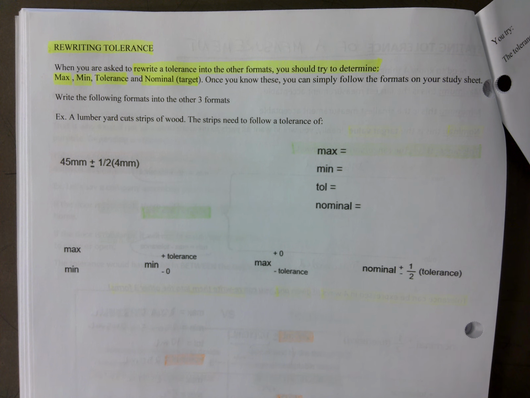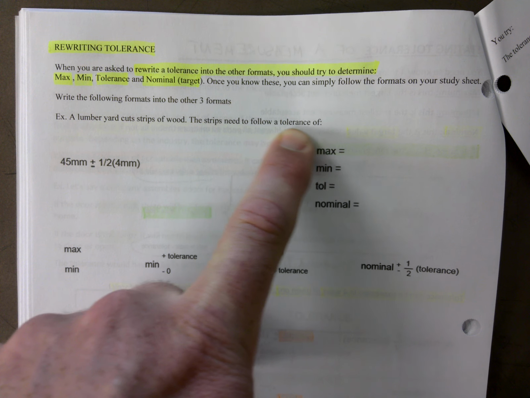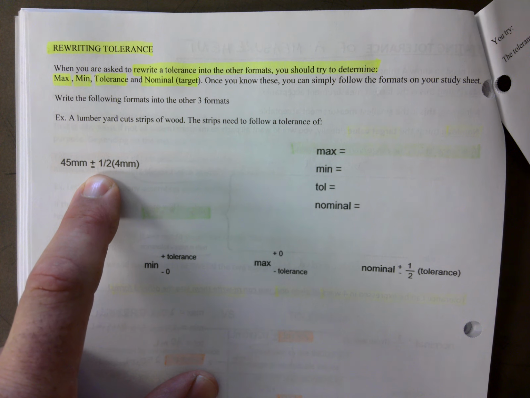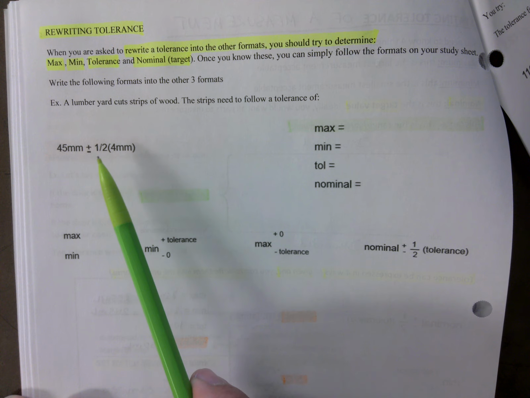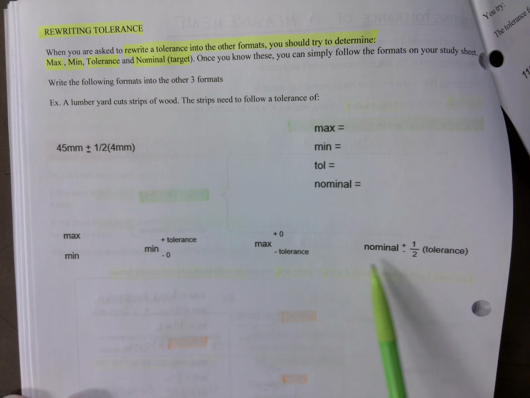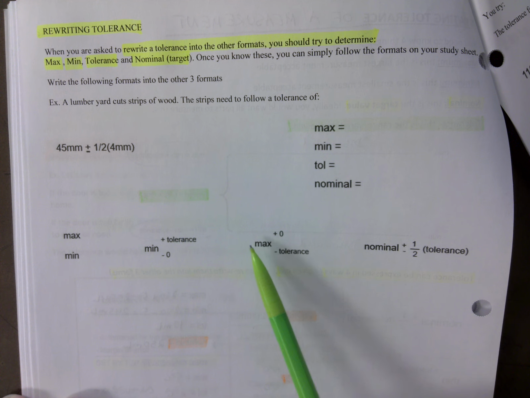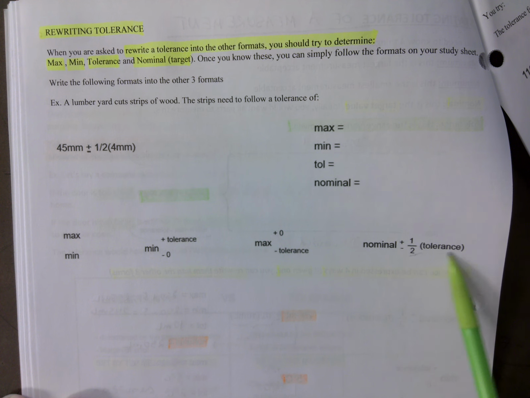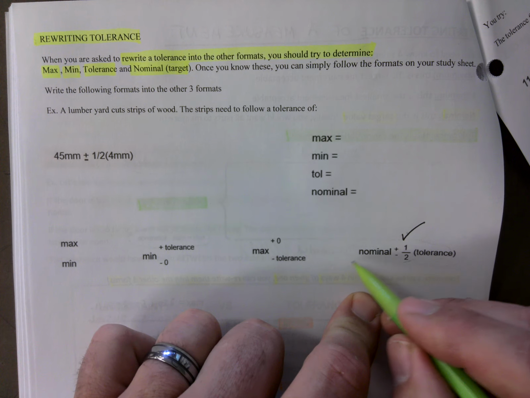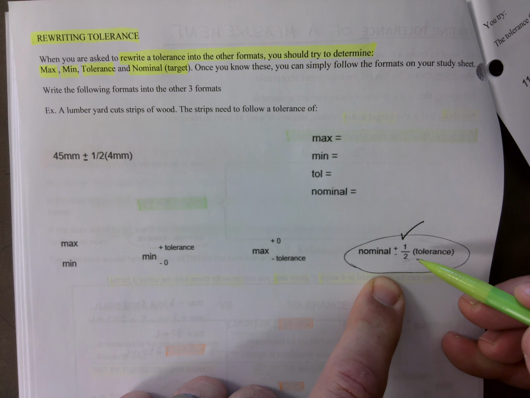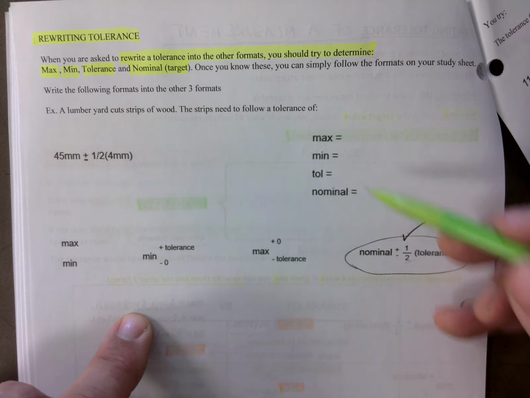It sounds kind of weird, but a lumber yard cuts strips of wood. The strips need to follow a tolerance of, boom, okay? And I'm nice right now, so out of the 4 down here, these are the 4. Which one does this look like? Not that one, not that one, not that one. It's the plus or minus half that gives it away. This one here is in this format. So we're gonna say check, already in this format. Like we already have that.